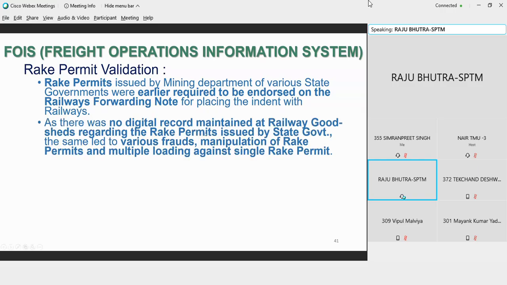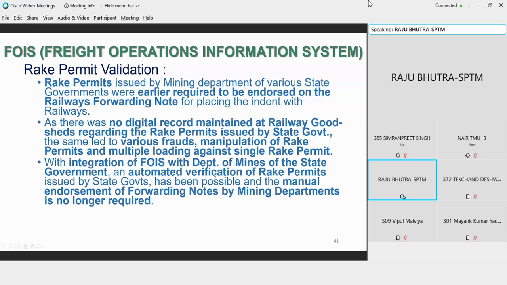As there was no digital record maintained at the railway goods shed regarding the rake permits issued by the state government, the same led to various frauds, manipulation of rake permits, and multiple loading against a single rake permit. So since the digital record of railway rake permits was not maintained earlier, there were various frauds, various manipulation of rake permits, and there were multiple loadings also against a single rake permit.